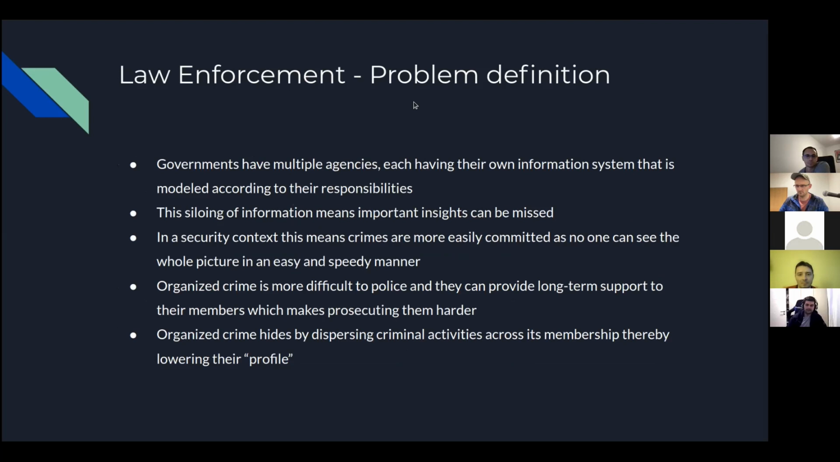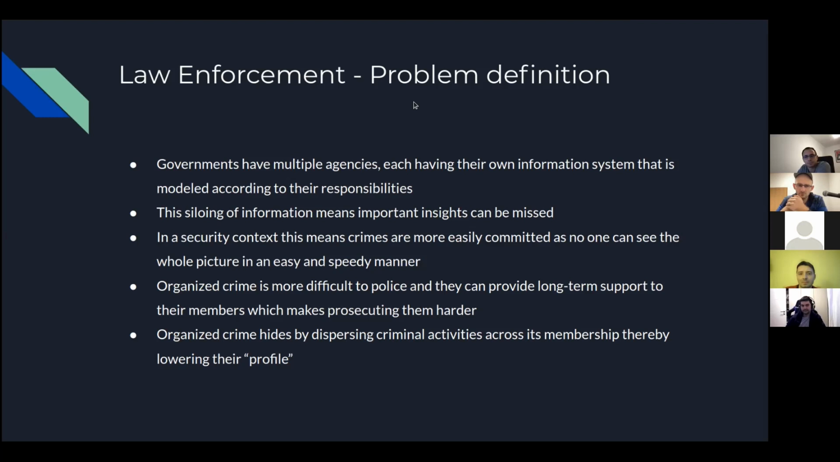But the basic idea is you have these agencies within the government that are tasked with regulating and enforcement. They all have their own information systems, which are a little bit different because they're modeled according to their responsibilities. So you have what's called the siloing of information. They might be keeping records about the same person or organization or property or whatever, but they're in different databases. You don't know that they have them, and they might each be tracking different aspects of that object, right?